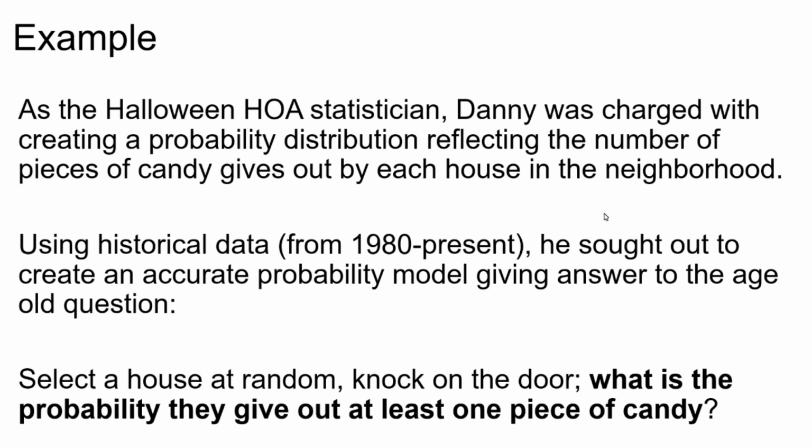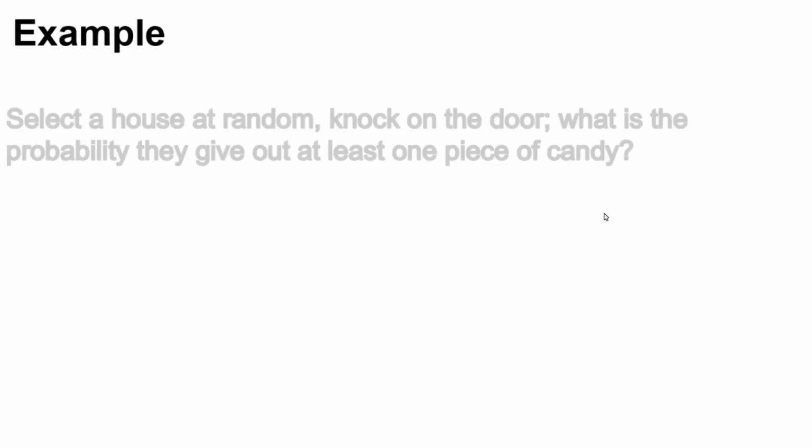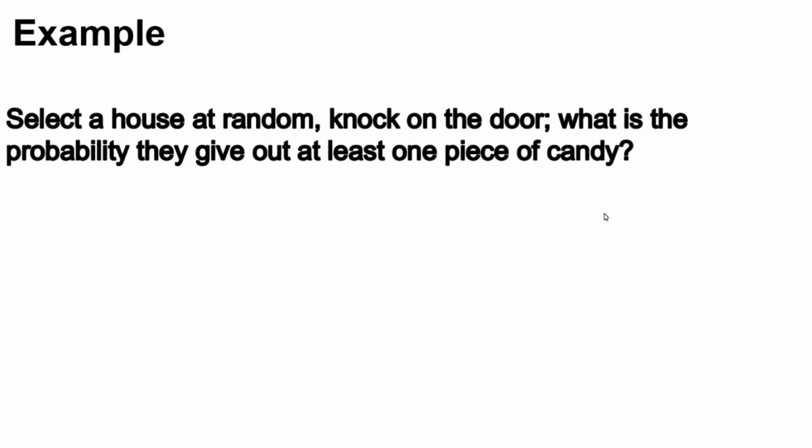Each house can give either 0 pieces of candy, 1 piece of candy, or 2 pieces of candy. The HOA banned in 1985 the ability for houses to give out anything more than 2 pieces of candy. 2 is the most. So 0 or 1 or 2. Let's select a house at random, knock on the door. What is the probability they give out at least 1 piece of candy?